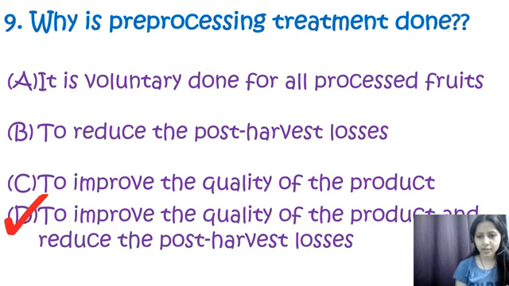So actually pre-processing treatment in fruits is done because we can say that it transforms the raw material into a form that can be packed efficiently into appropriate containers. That is why pre-processing is mainly done. So over here it is done to improve the quality of the product and to reduce the post-harvest losses. Option number D is correct.